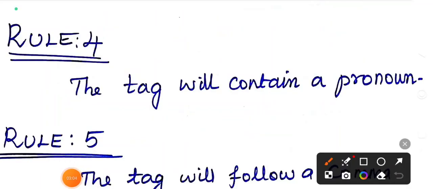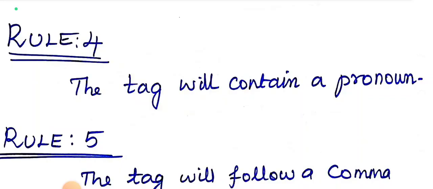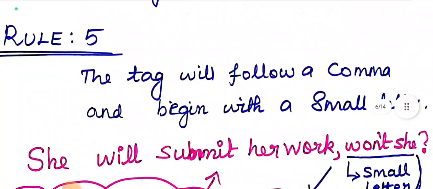Rule number 4, the tag will contain a pronoun. That's a very important rule. Already I have told you about the pronouns: it, she, he, they, we, you, etc. Rule number 5. The tag will follow a comma and begin with a small letter.